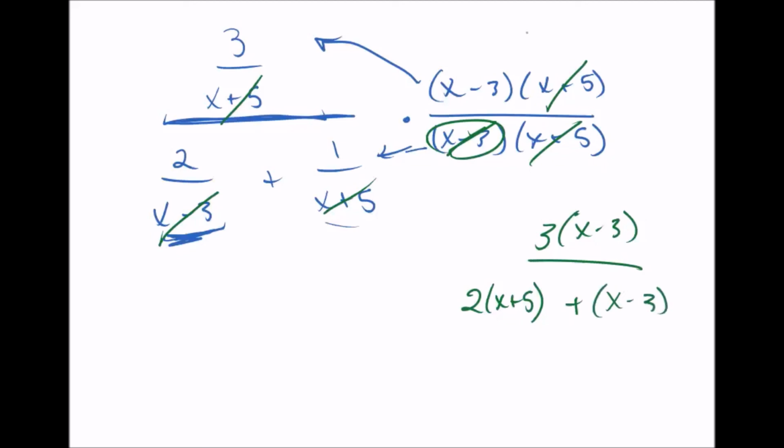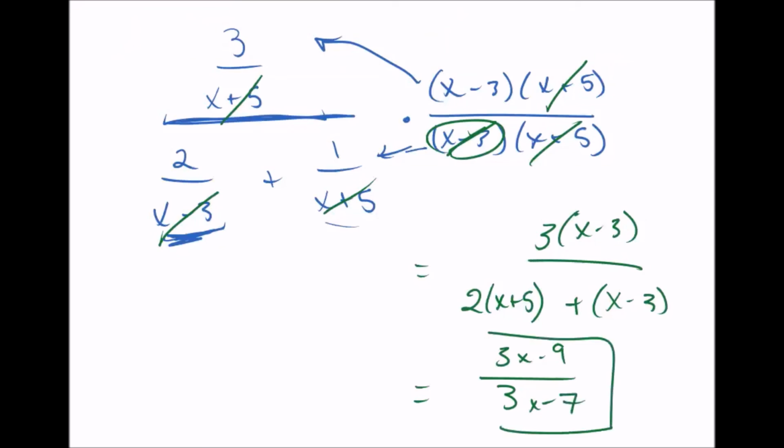Then I'm just going to simplify everything. 3x minus 9 over 2x plus 10 plus x minus 3. So we get 3, combine the x's to get 3x minus 7 on the bottom. So our answer is 3x minus 9 over 3x minus 7.